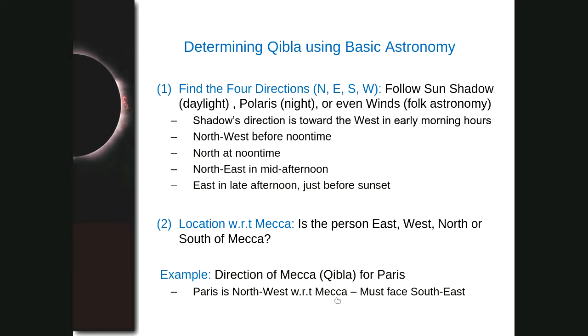So for example, if someone is in Paris, and Paris is northwest of Mecca, then if they want to face Al-Qibla, they have to look southeast. And they can use the sun, as I showed you, where the shadow of the sun is, to decide on that direction. So they can find the direction of the Qibla.